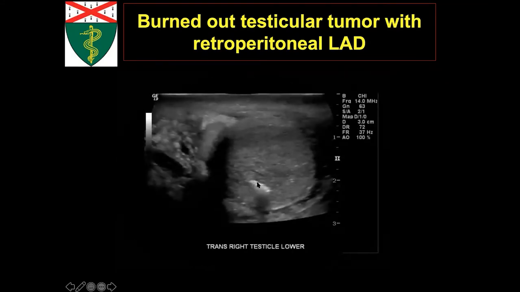And so when we did the ultrasound, we actually see that there's a coarse calcification in the patient's right testicle. This was all removed, and this turned out to be a burned out testicular tumor. Quite an uncommon entity where the thought process is that the patient had a testicular tumor. It did metastasize, but for a variety of reasons, the primary tumor regressed, but the metastases persisted. And so this was a burned out testicular tumor.